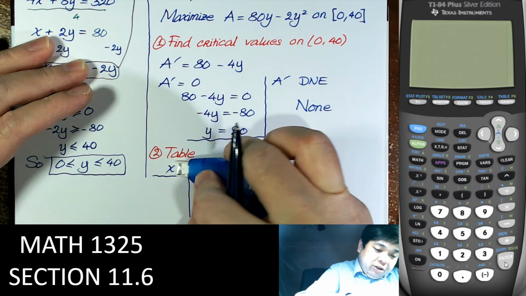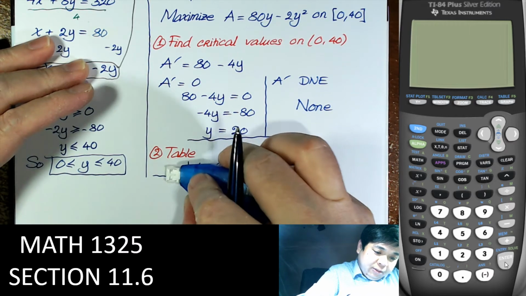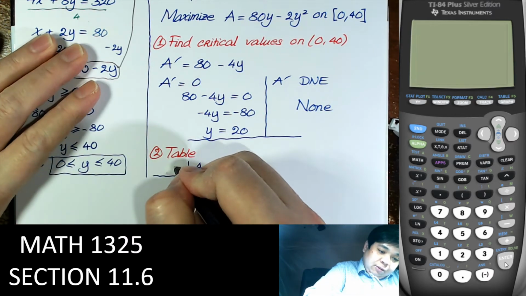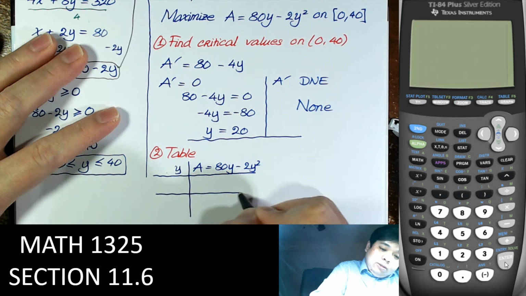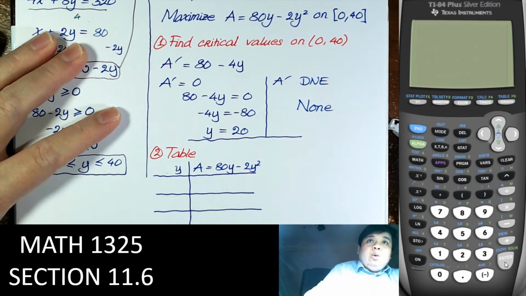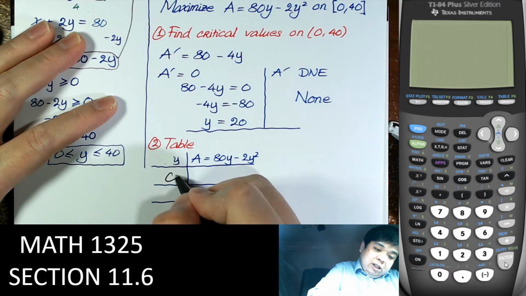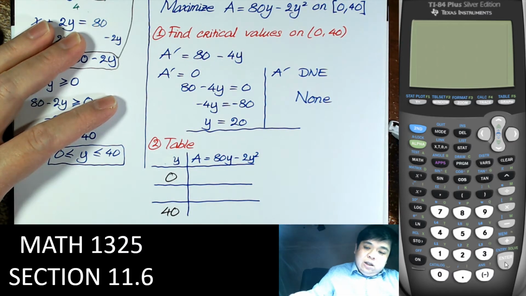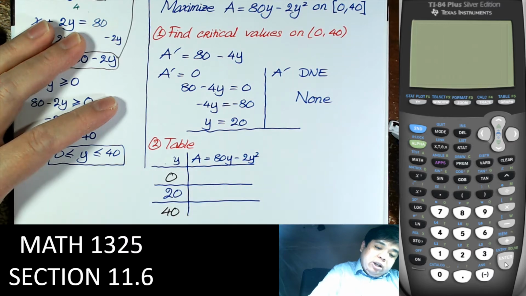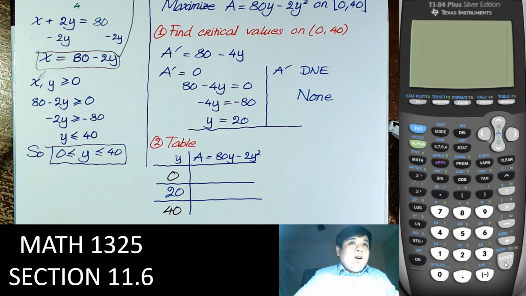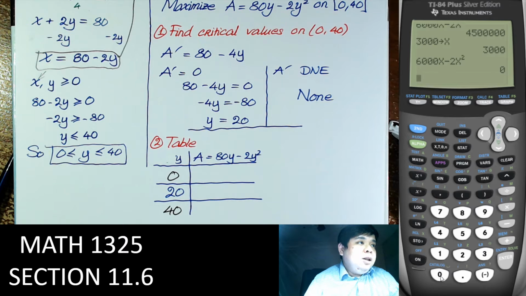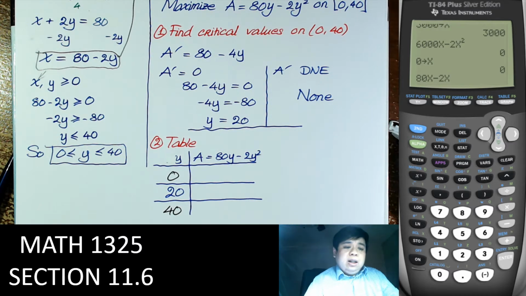The function is y, right? We do have the boundary of 0 and 40. Critical values in the middle, 20. Right, evaluate this function. 0 is turned to x, 40 is turned to x. I just use x instead of y, because the x I just hit that button, y I have to hit alpha 1.